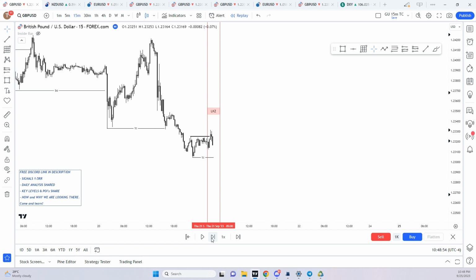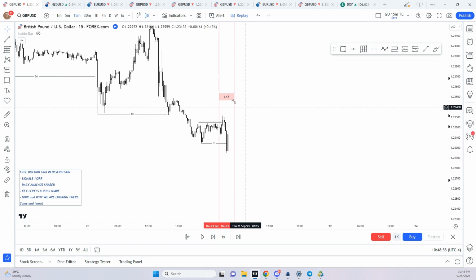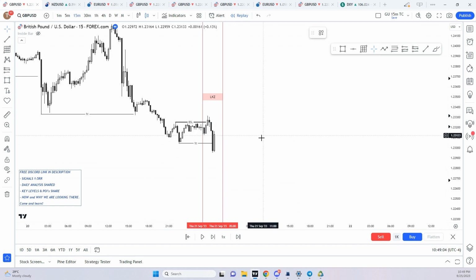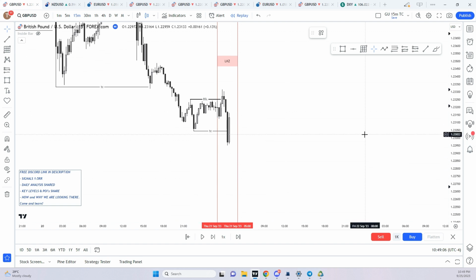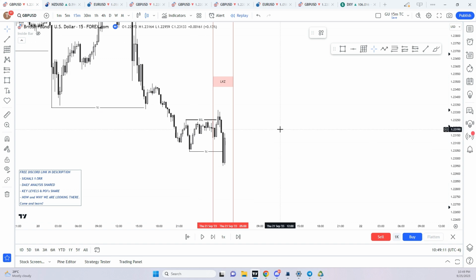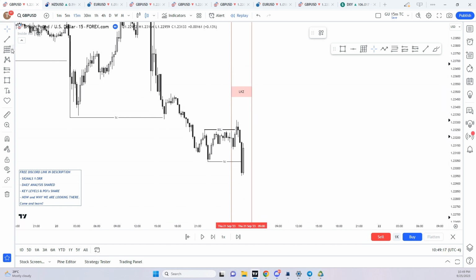And we get a continued move to the downside. So what can we do in this situation? We have had a run on liquidity. So we've taken buy side liquidity, inducing trades onto the wrong side of the market. And then we've had a continued break in structure as we were more than likely anticipating. All right, it wasn't from our premium levels that we wanted to see it from, but we now have a new range to deal with.